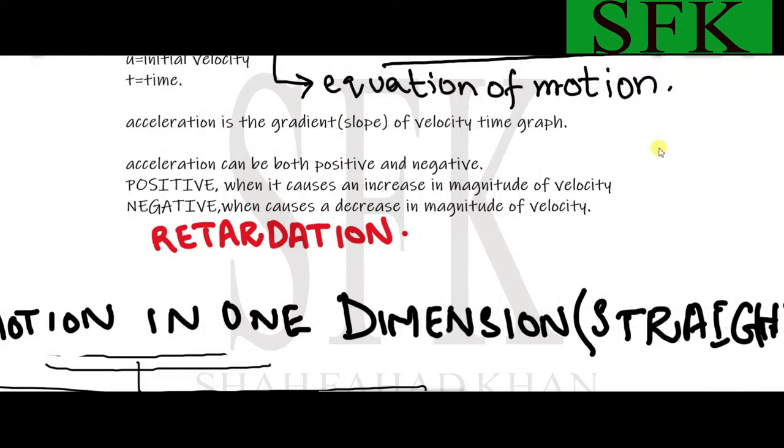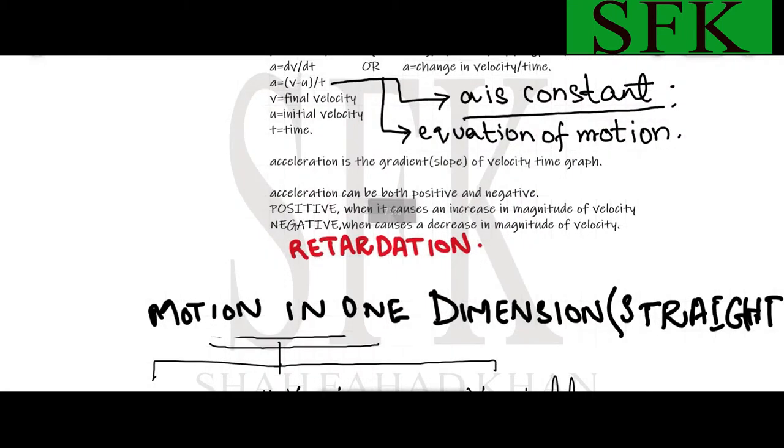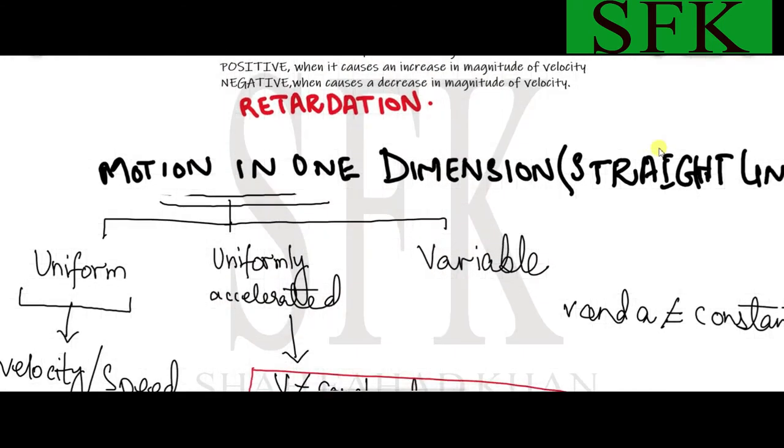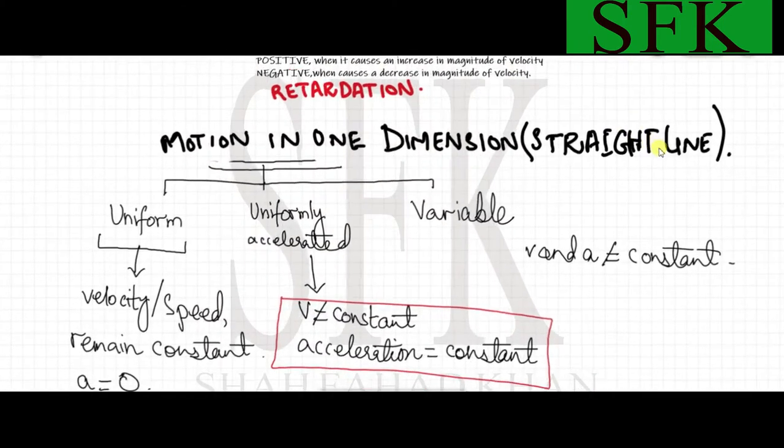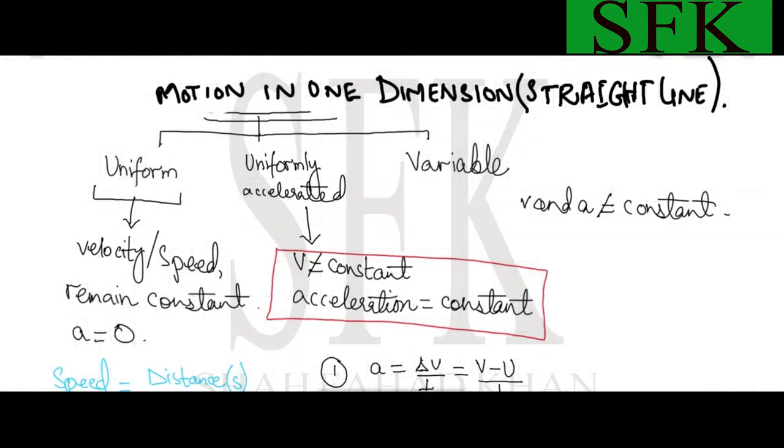Now let's move forward towards a more important topic. A lot of questions from this topic have been asked in the previous exams, so listen carefully now. Motion in one dimension, meaning motion in a straight line. There are three types of motions in one dimension. The first type is the uniform motion. The second type is the uniformly accelerated motion, and the third type is the variable motion.